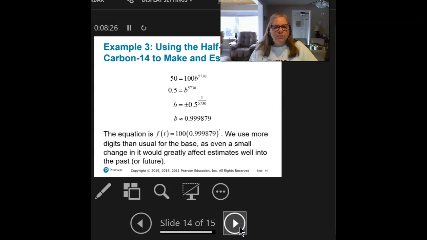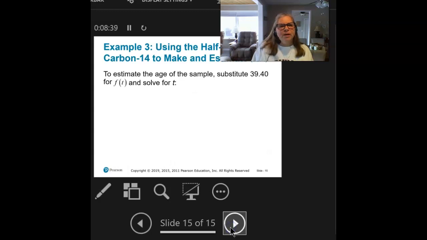So the equation that we can use is the beginning amount, which was 100%, times the multiplier, 0.99, and they carried this out many place values to be accurate, 9879 raised to the T. Now, we were wondering, when is that equation going to be equal to 39.4? Because that's how much carbon-14 remained in that piece of wood.